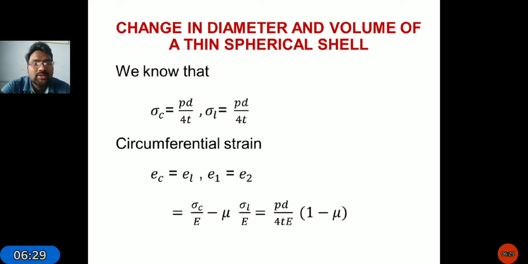In this equation we substituted PD by 4t in place of sigma C and sigma L, and we took the term PD by 4t common, so that we get the final equation for the strain developed in spherical shells, that is PD by 4tE into 1 minus mu. It means PD by 4tE into 1 minus mu is the equation to calculate the strain developed in thin spherical shells, either in the longitudinal direction or the circumferential direction.